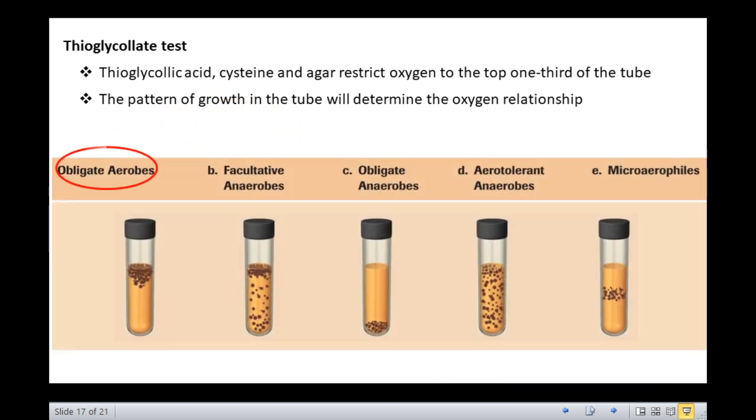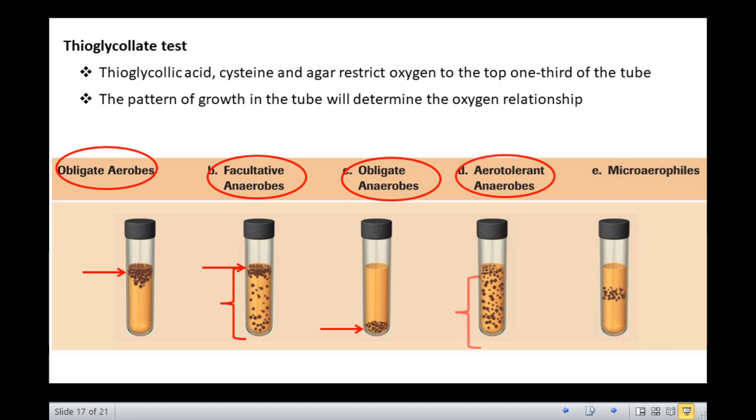obligate aerobes will grow only at the top of the tube where high concentrations of oxygen are present. Facultative anaerobes will grow throughout the tube, but more growth is seen near the top with more oxygen. Strict anaerobes will only grow at the bottom of the test tube where there is no oxygen. Aerotolerants will grow throughout the test tube and microaerophiles will grow below the top layer where low concentration of oxygen has diffused.